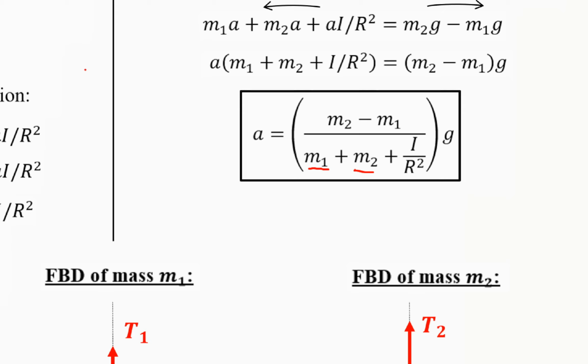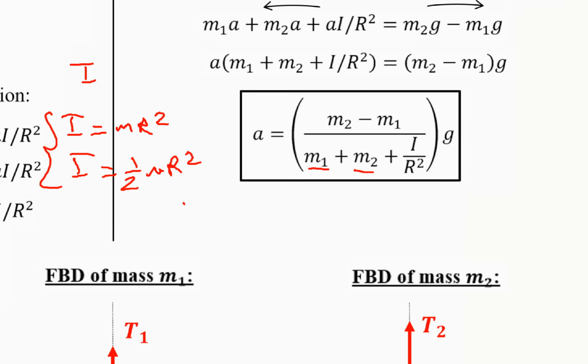We know that the mass is being represented by inertia, but we cannot add or subtract physical quantities unless we have the same unit. Usually I, for example, is given by mr square. So whether I is given by mr square or by half mr square, in order to convert I to have the dimension of mass, we need to divide it by r square, which is the radius of the pulley.